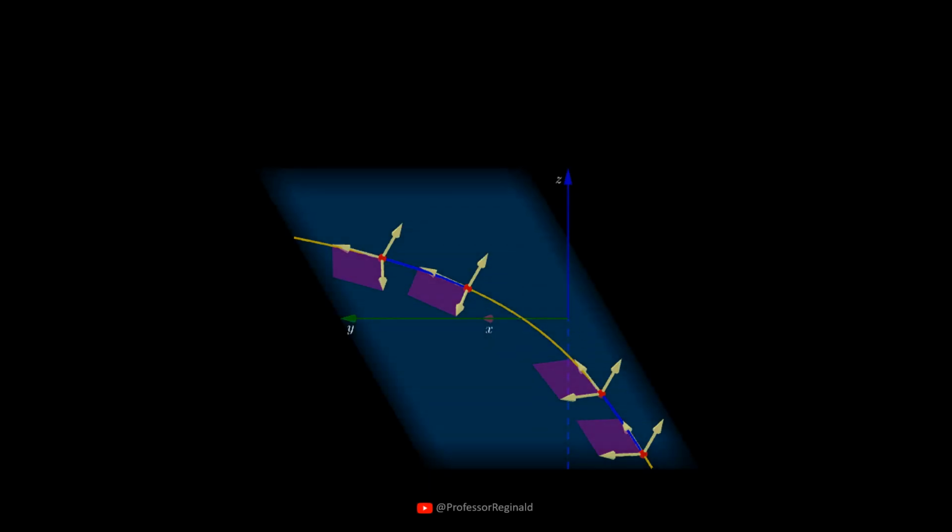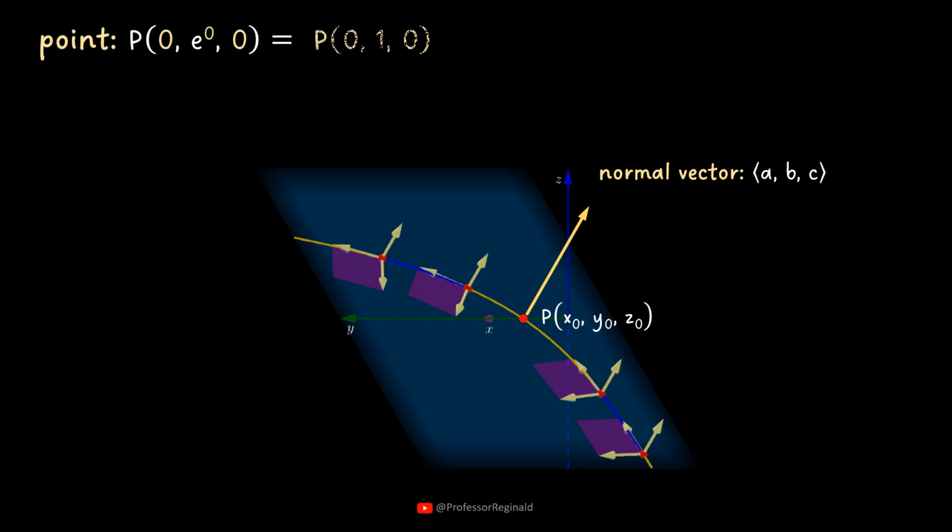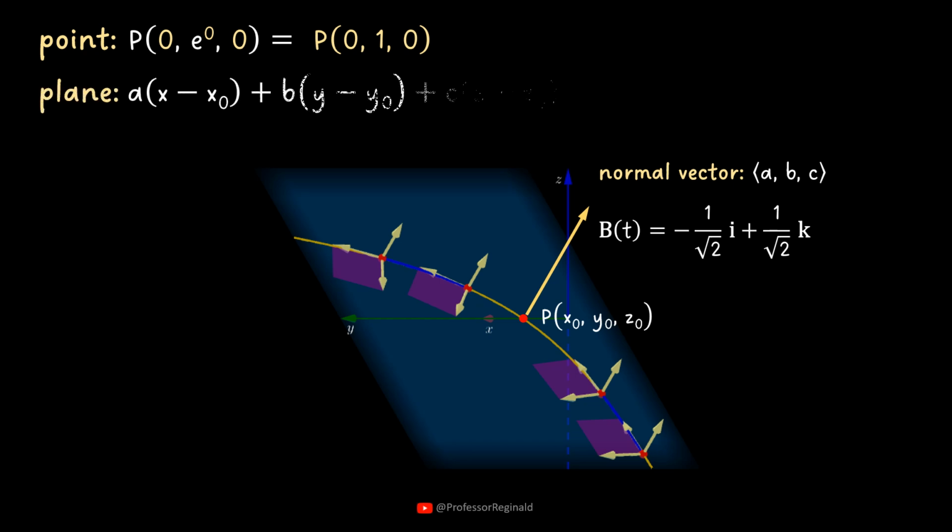Recall that the equation of a plane can be found using a point on the plane and a normal vector to the plane. t equals 0 corresponds to the following point on the space curve, while the binormal vector acts as a normal vector to the plane. Use the following equation of the plane. Hence, this is the equation of the plane containing the space curve.